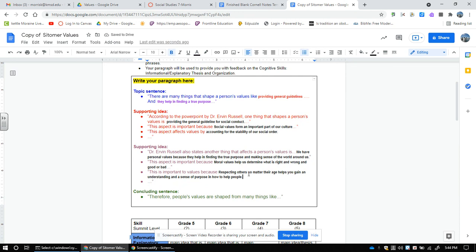But I'm not done, because now I got to clean it up. Dr. Irvin Russell also states another thing that affects a person's values is, well, I don't need we have personal values because. Cut. This aspect is important because moral values help us determine what is right and wrong, good or bad. That works. This is important to values because respecting others, no matter what their age, helps you gain an understanding and a sense of purpose and how to help people. That makes sense too. Lowercase r and lowercase m.